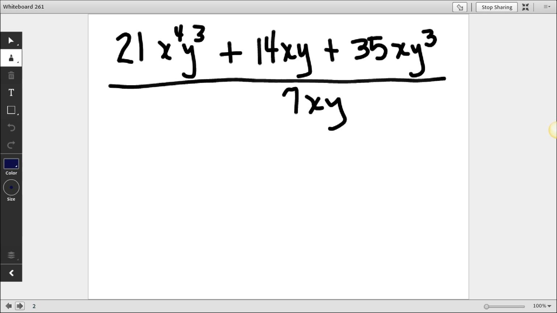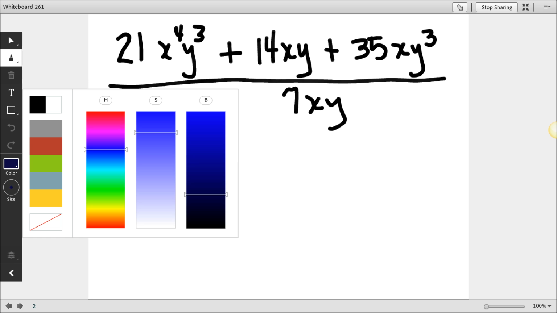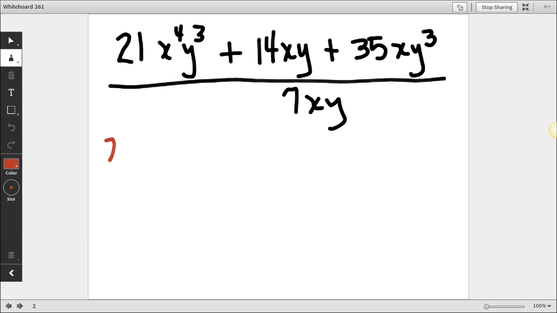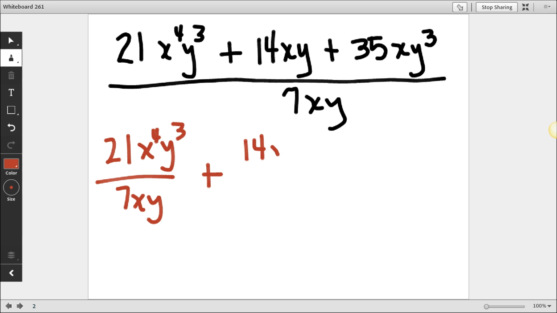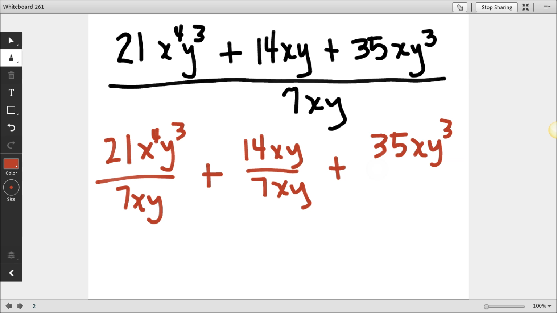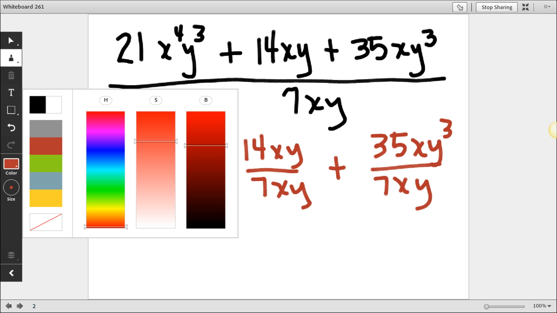All right, this is number 5. So we've got this long fraction divided by a monomial. So what we're going to do first is set this up as 3 individual fractions. Just follow these steps and it makes the problem a lot easier than it looks. Now, once I get all 3 of these written, I want to reduce each fraction individually.